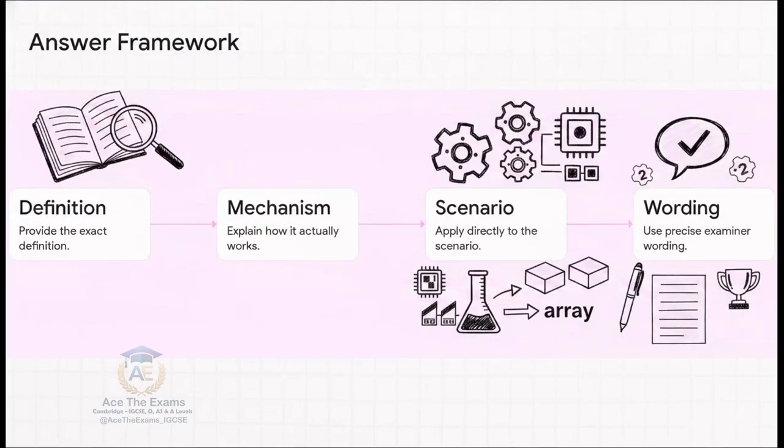To guarantee you hit those top bands, I want you to use this ultimate 4-step framework for upgrading a weak answer into a totally flawless response. Step 1, provide the exact definition. Step 2, explain the mechanism, like how does it actually work in the computer? Step 3, apply it directly to the scenario given in the question. Use their specific nouns like the chemical plant or the student array. And step 4, use precise examiner wording to lock in the marks. This structure basically forces you to be thorough, logical, and computationally accurate every single time.